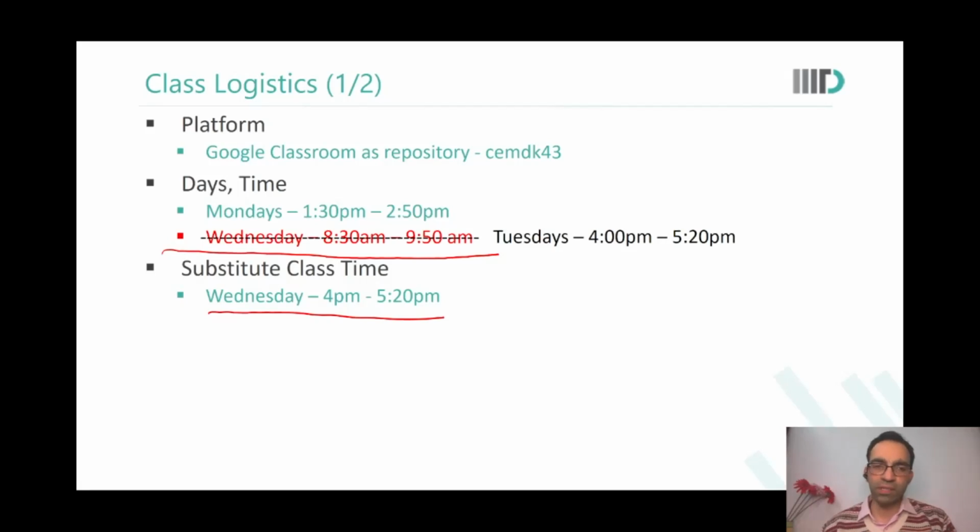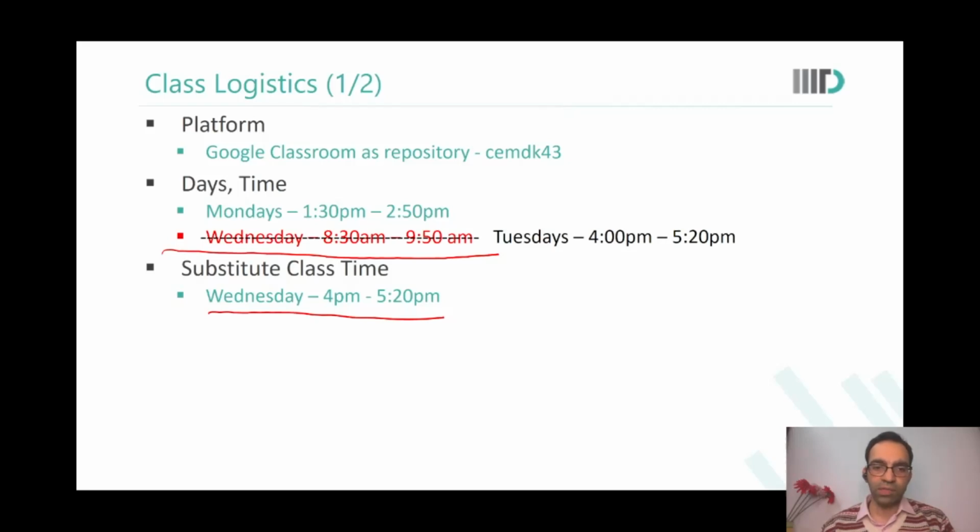We also came up with a calendar for office hours. So any confusion regarding class timings? Any concerns regarding class timings now? Because after this it is frozen. So from the next week, it will be Tuesdays 4 to 5:20, right? Yes. Okay.